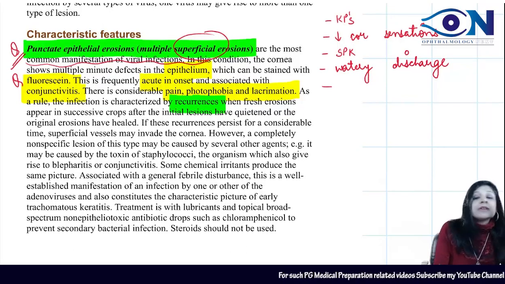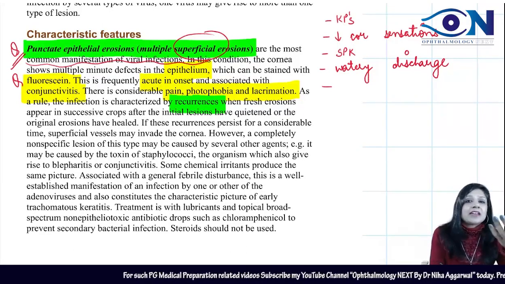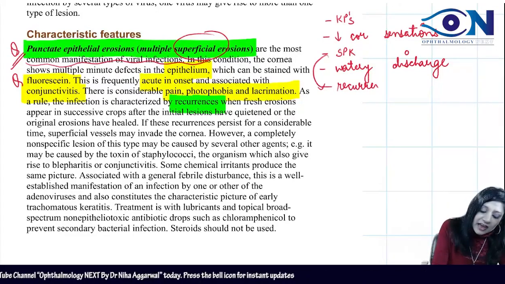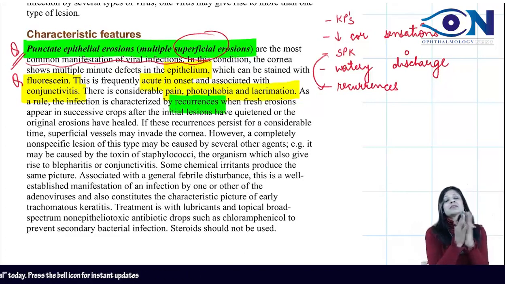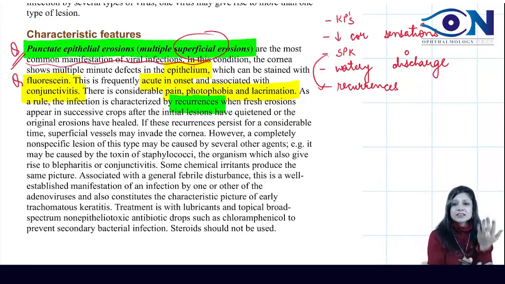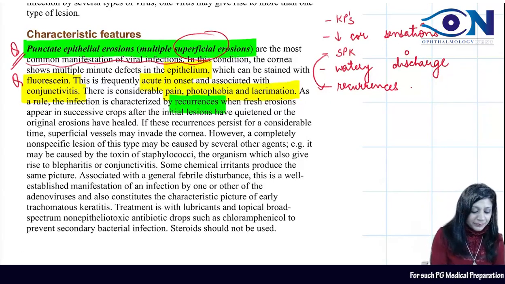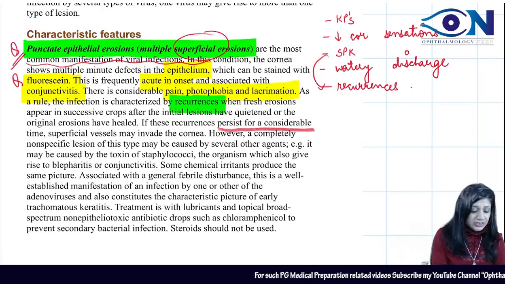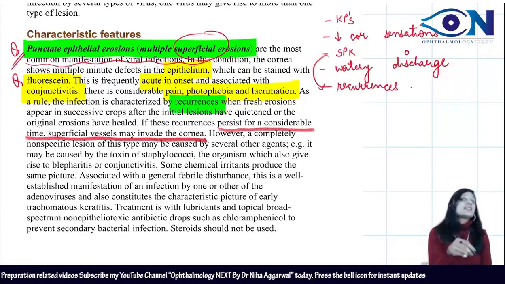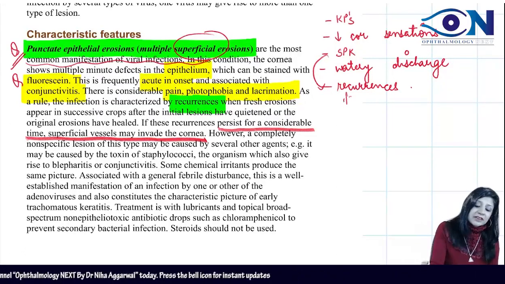The fifth important thing is that whenever we have viral keratitis, we have maximum risk of recurrences. Why are we having the recurrences? Because after the primary lesion heals, these viruses remain in the Gasserian ganglion, the trigeminal ganglion. So from there are always chances of recurrences. If these recurrences persist for a considerable time, superficial vessels may invade the cornea. Now, if there are recurrences, what can happen is vascularization.